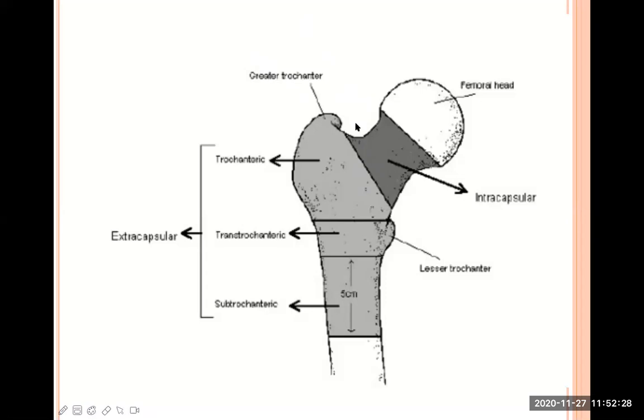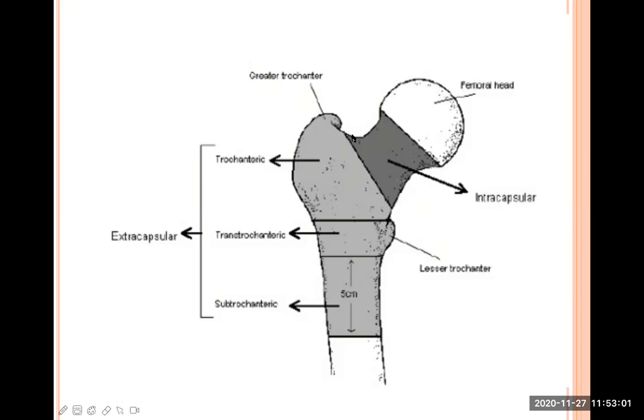And posteriorly, it is attached very near to the intertrochanteric crest. Actually speaking, around 1 to 1.25 centimeters above the intertrochanteric crest. But we don't need to know in that much detail. If you simply remember anteriorly the intertrochanteric line, posteriorly the intertrochanteric crest, your answer would be accepted, because that is the exact area where the capsule of the hip joint is attached.